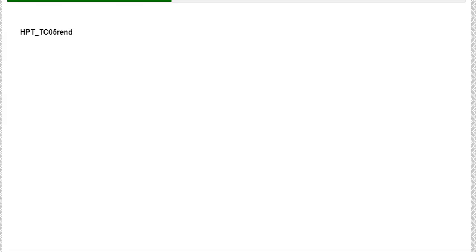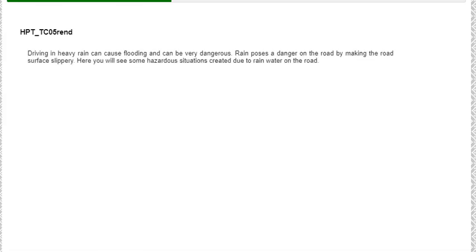HPT clip number 5. Driving in heavy rain can cause flooding and can be very dangerous. Rain poses a danger on the road by making the road surface slippery. Here you will see some hazardous situations created due to rainwater on the road.